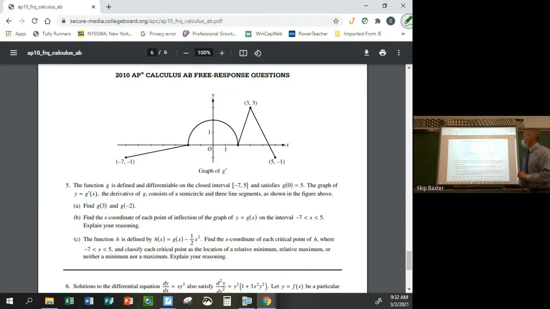All right. So they're telling you we have this graph of G prime, and we have a differentiable function G. And we have an initial condition, G of 0 equals 5. Okay, so first we have to find G of 3. So how do you do that? This is not G, this is G prime.